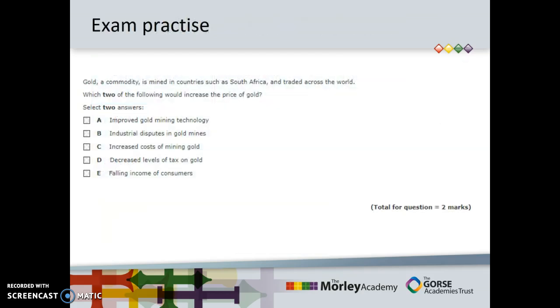Question, pause the video, have a quick look. Industrial disputes in gold mines will mean that there is less gold, so less supply, therefore price will go up. Increased cost of mining gold means that people who make gold will stop producing it. This means supply will go down, cost will go up.